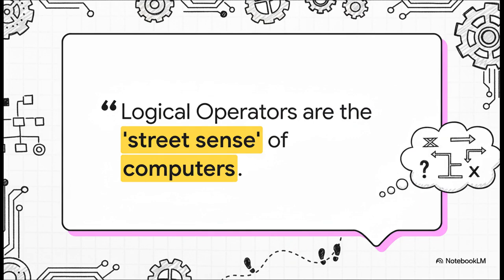So, the next time you use an app, just remember this simple, powerful logic that's humming away right underneath the surface. It's what gives a machine its street sense. So I'll leave you with this question. What's a simple plan in your own daily life that you could turn into an algorithm?